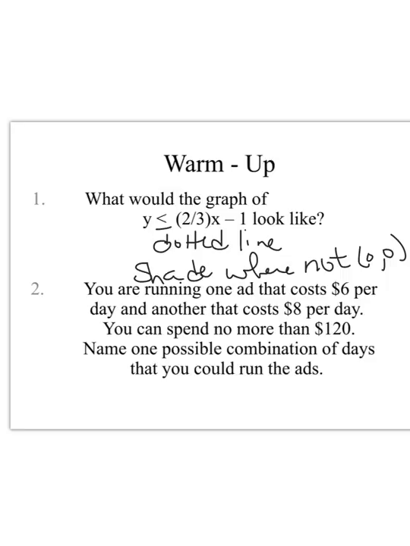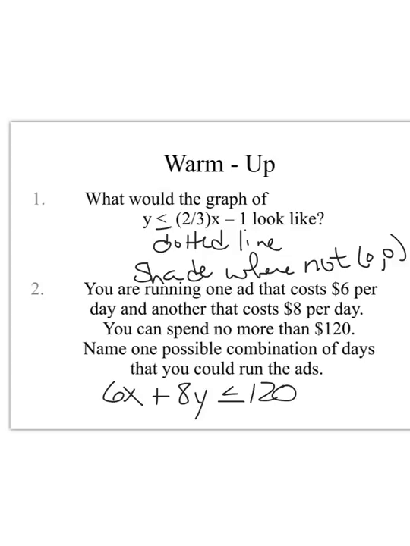In the second problem, we are running one ad that costs $6 per day. So we're looking at these two ads, and you have one ad that costs $6 per day. You have a separate ad. It's not the same one, so you cannot use the same variable. So your second ad costs $8 per day. We can spend no more, so this needs to be less than or equal to $120. At this point, this is just going to be guess and check to kind of work your way down through it. You just need one possible combination that could work.